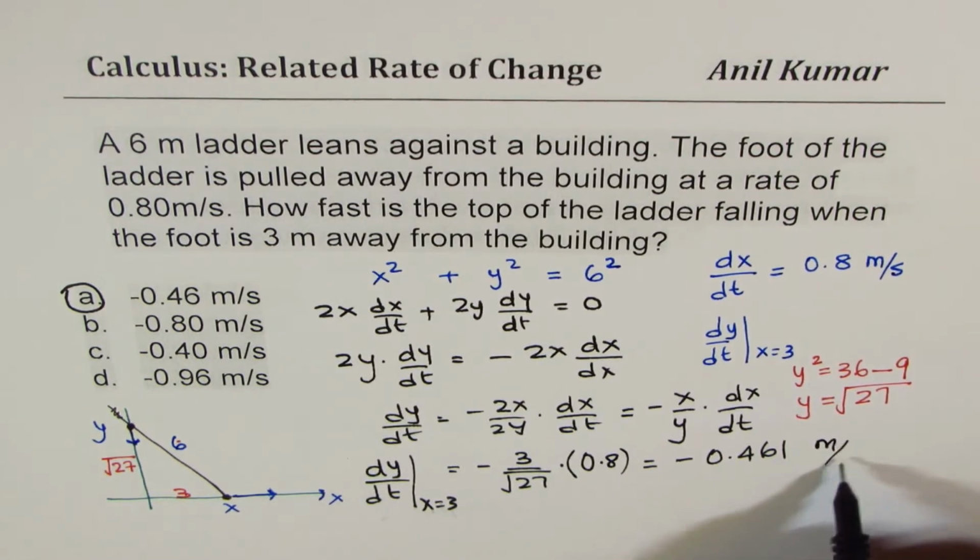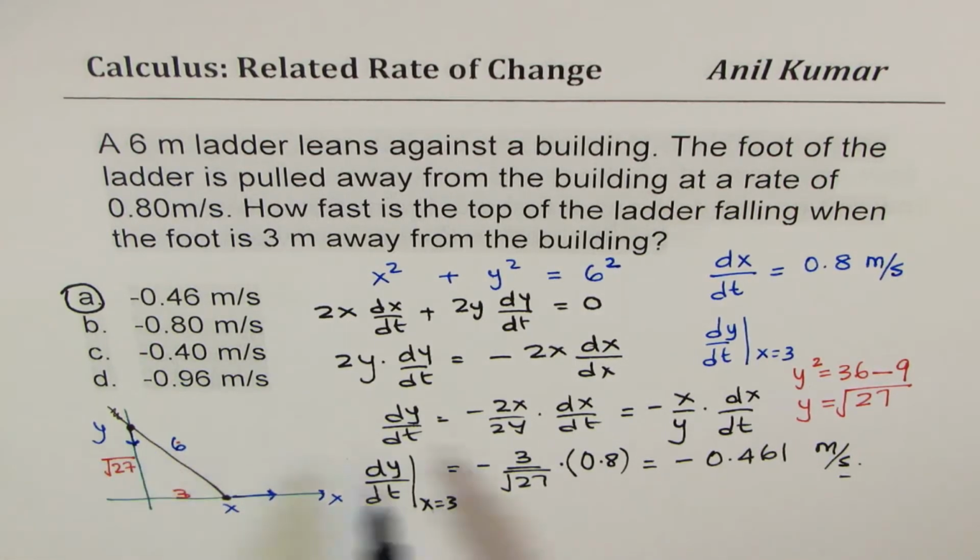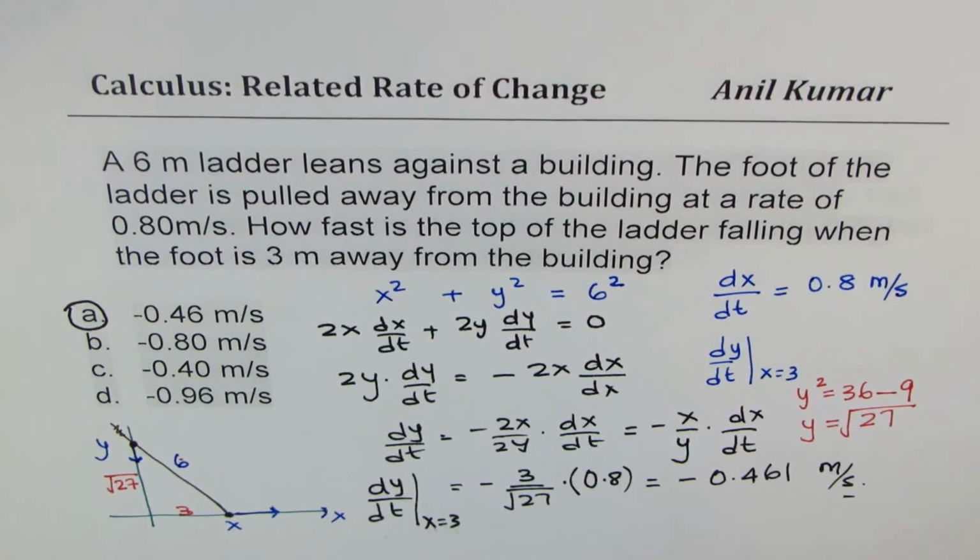Okay, so that is the answer for this, and it is clearly coming downwards since the negative indicates this, right? So let's move on and do the next question.